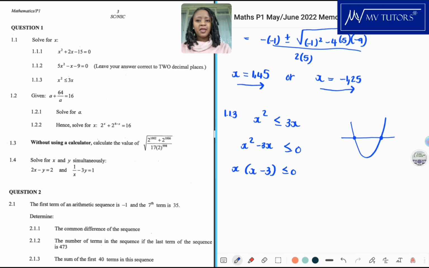So I know that my x-intercept would be 0, and x is equal to 3. Okay, so I can put there 0 and 3. But where does the solution lie? Okay, so if it's smaller and equal to 0, it is in this region over here.